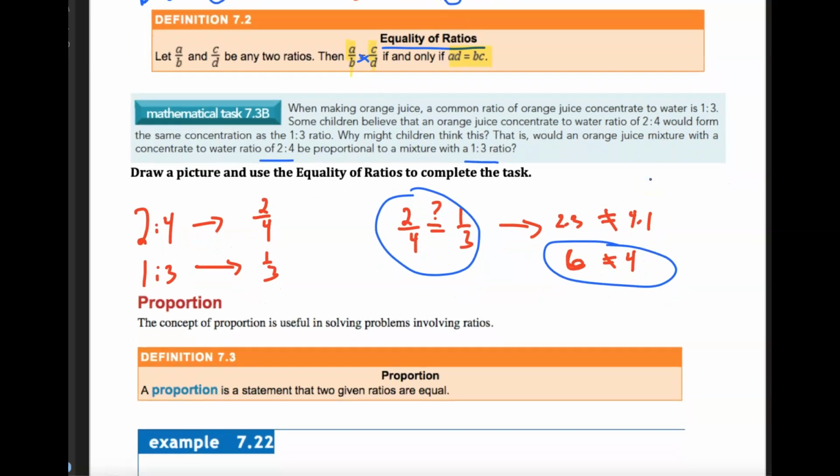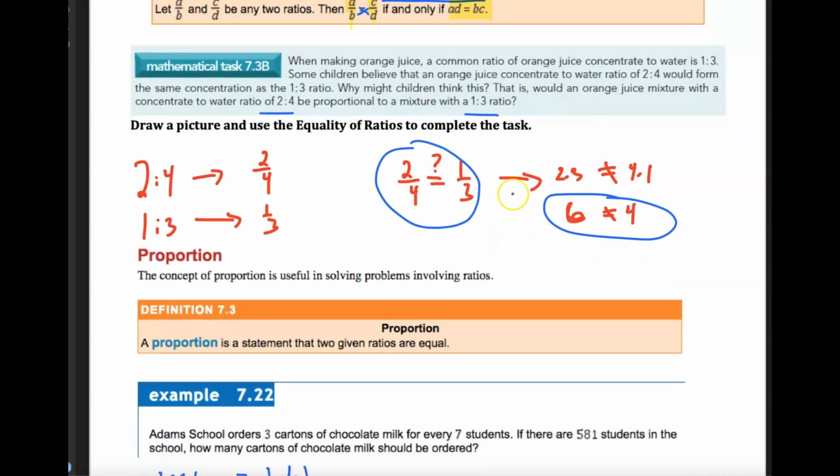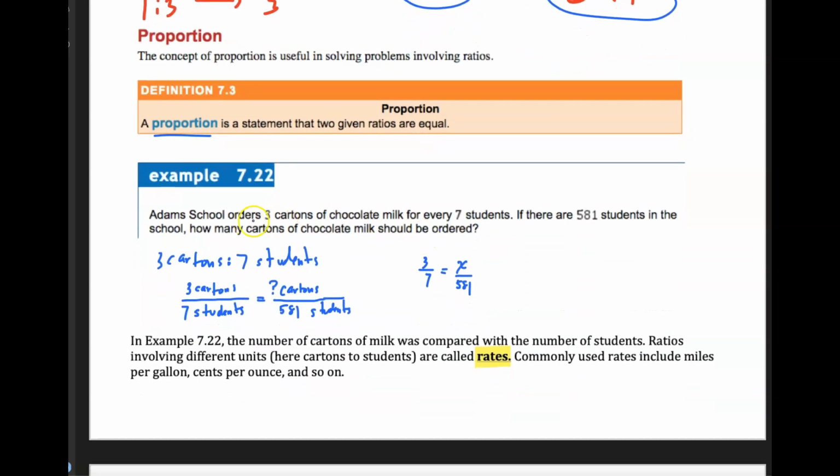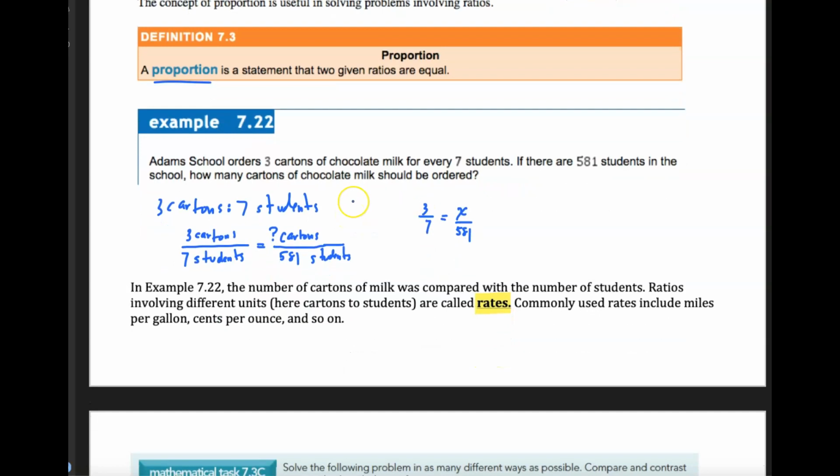And so we want to know, moving forward, why would we care about this situation? Well, when we have ratios that are equal to each other, we can write it as a proportion. A proportion is a statement that two given ratios are equal. And then once we have that, we're now allowed to answer questions like this. Here's another example. 3 cartons of chocolate milk for every 7 students at the school. If there are 581 students, how many cartons would you need? So this happens in everyday life where we have to compare these values and have an estimate about how much we need under this situation if we want to expand that out or decrease it.